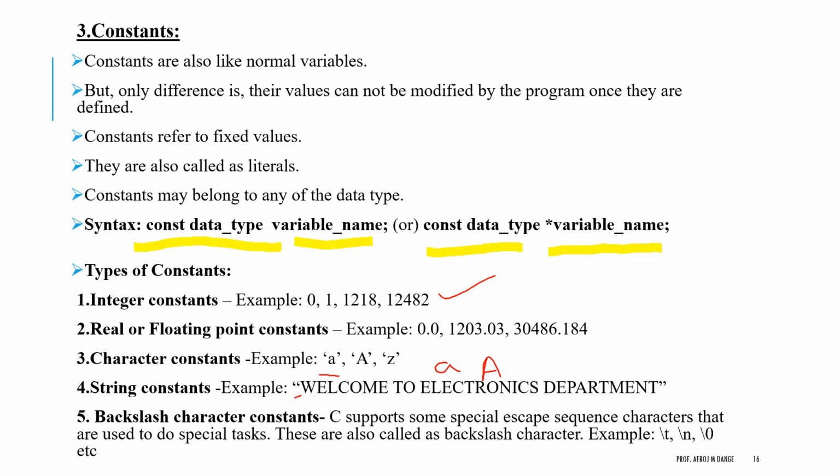Next one, backslash character constants. C supports some special escape sequence characters that are used to do special tasks. These are also called backslash characters. Example: \t, \n, \0. That means C supports some character constants having a backslash in front of it. \t is for horizontal tab, \n for new line character, and \0 for null character.